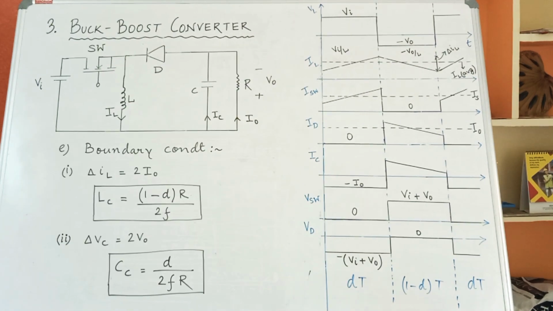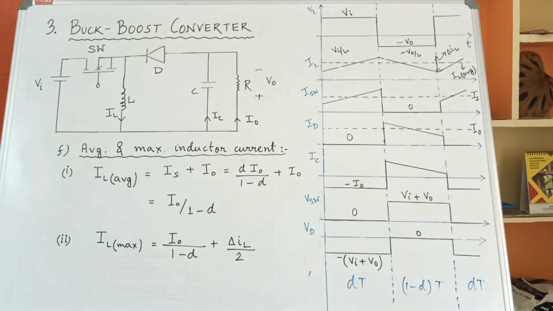Next, applying the boundary conditions for del IL and del Vc. The boundary conditions remain same again. So del IL is equal to twice I naught. Substitute the values accordingly and you will get the critical value of inductance LC as 1 minus d into R by twice F. Similarly, for the capacitor ripple voltage, del Vc is equal to twice V naught, the boundary condition, and Cc, the critical value of capacitance, comes out to be d by twice Fr.